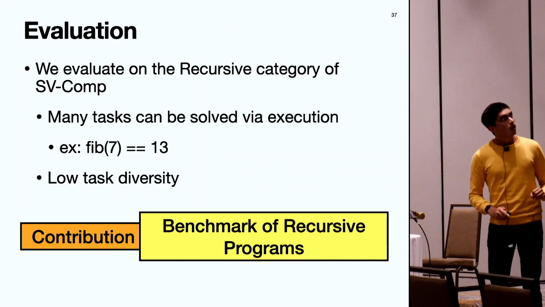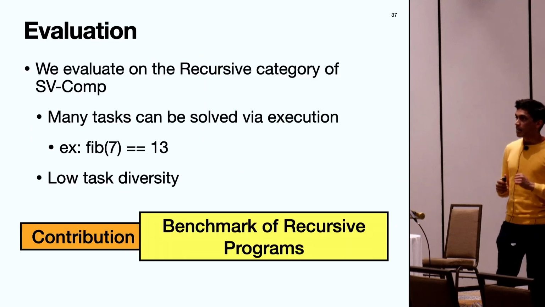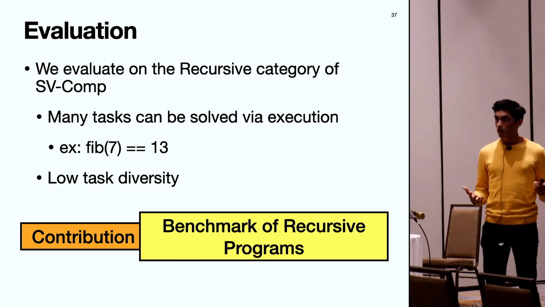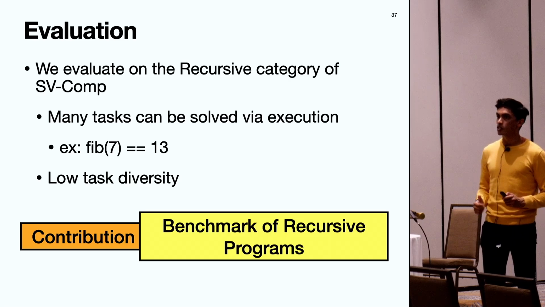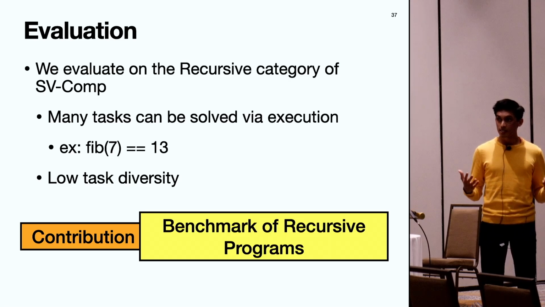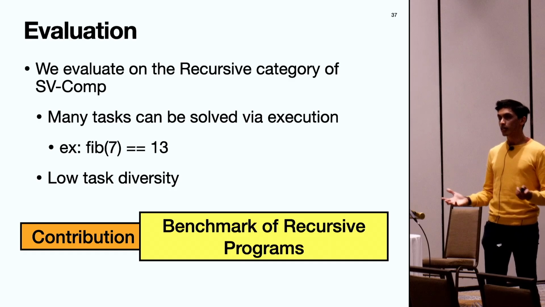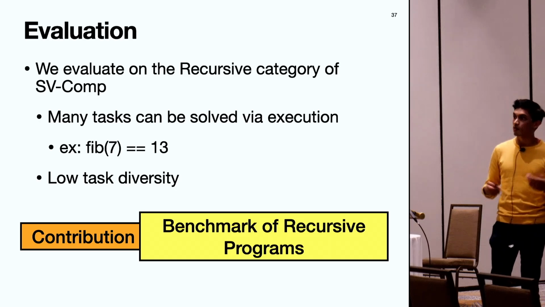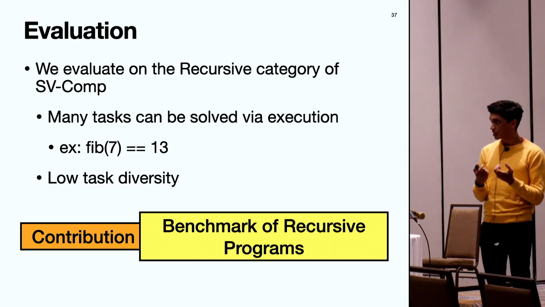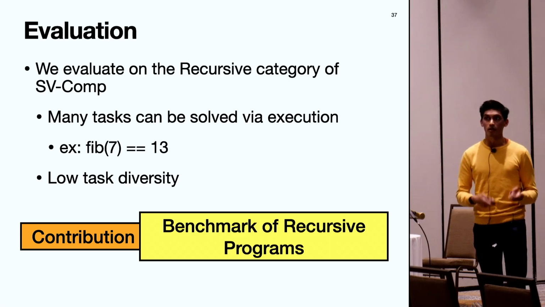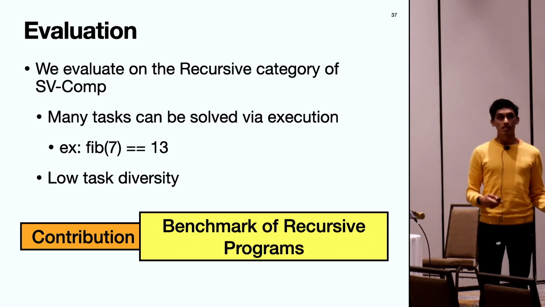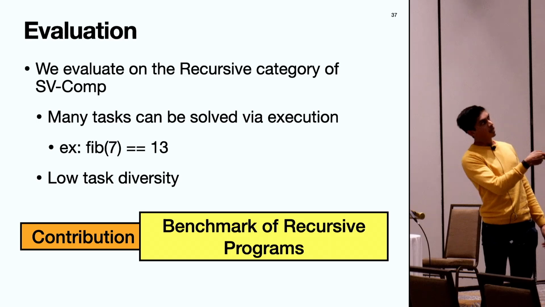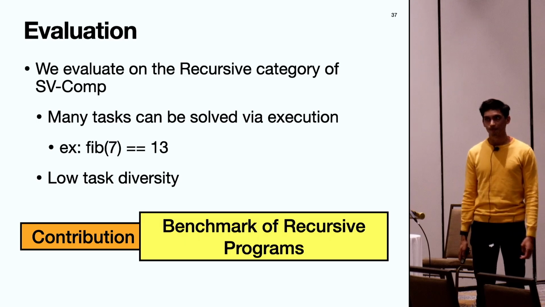All right, so I implemented this technique and we evaluated it on the recursive category of the software verification competition. But this benchmark has some weaknesses as an evaluation setting for procedure summarizers. One issue is that it contains a lot of programs which are difficult for procedure summarization, like the Fibonacci function or the Ackermann function, but checks properties about them that can be checked via execution, like checking that the Fibonacci of 7 is equal to 13.